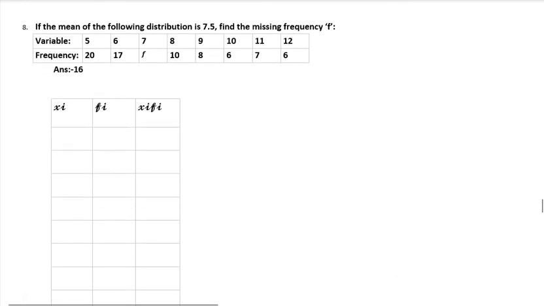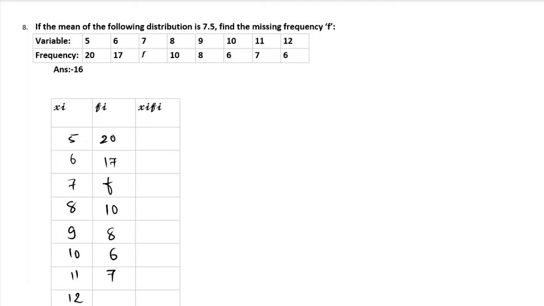Okay, let us fill up this table. The variable, meaning your observations, are 5, 6, 7, 8, 9, 10, 11 and 12. The frequencies are 20, 17, F. Please pay attention to this question. This is going to be a little tricky for you. Then 10, the next frequency is 10, then 8, then 6, then 7, and then 6 again.